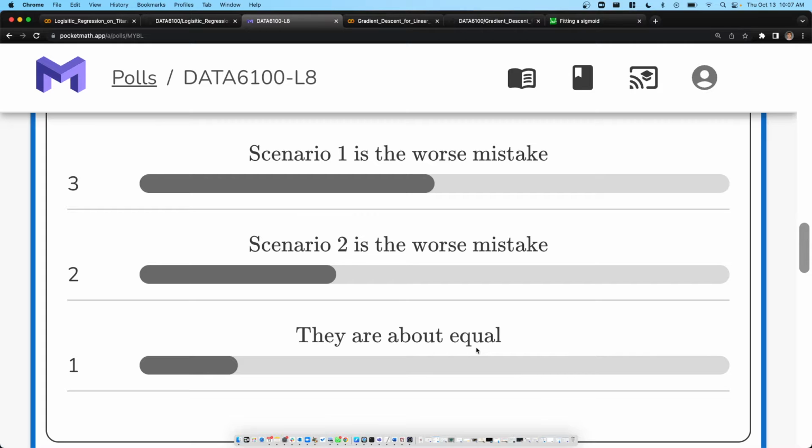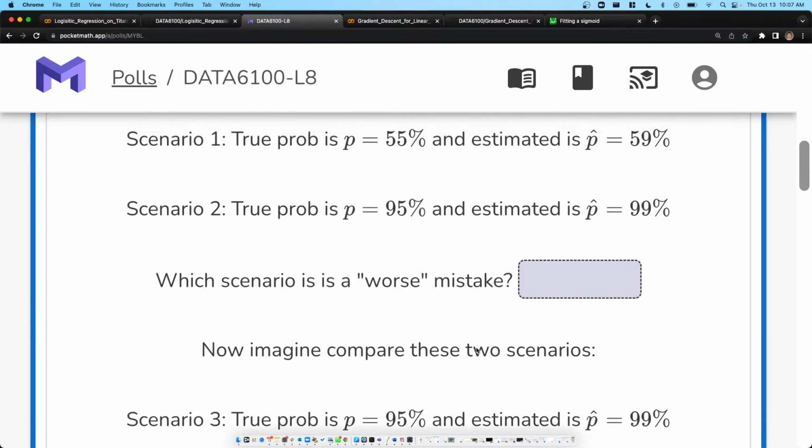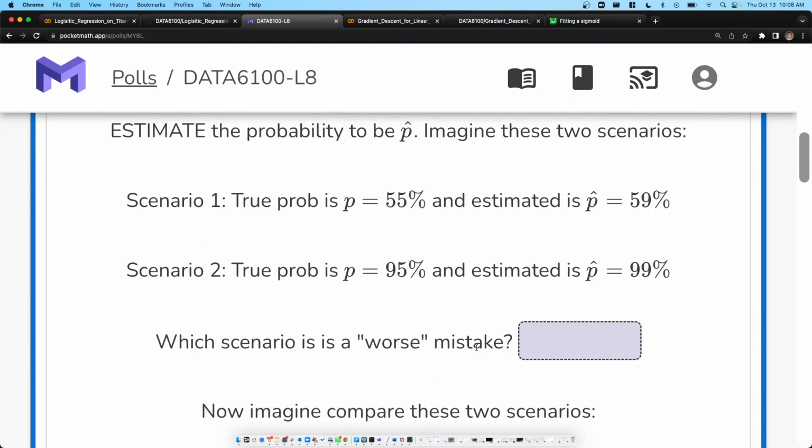You should talk to your neighbor and see which one you think would be worse. So think about what is the difference between the two. Maybe you want to write something down. Maybe you want to imagine some experiment. We'll think for a few minutes and we'll come back.